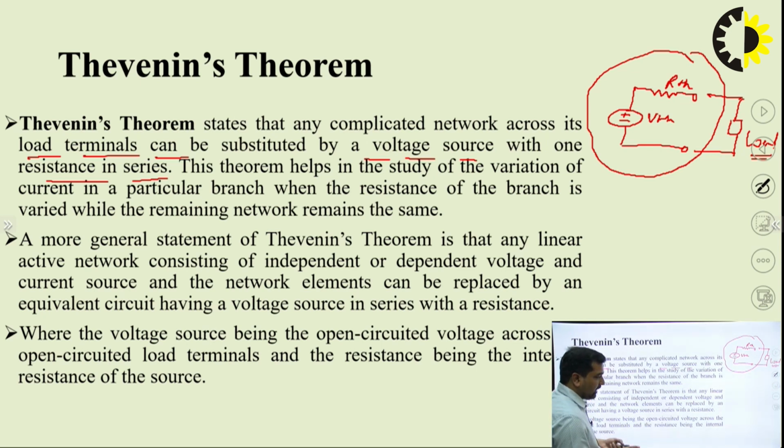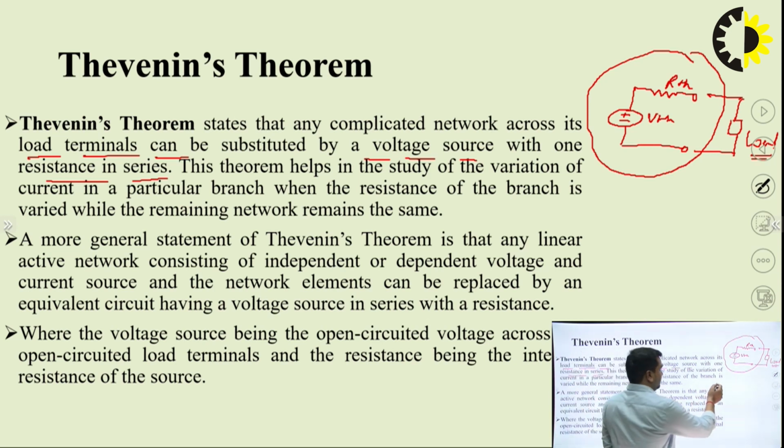Means if we have a complicated, complex network that has a voltage source and some resistances and other elements, then generally we consider that a load is there, a load resistance. Then we convert this complex network into a simple two-terminal network that consists of a voltage source and the equivalent resistance of that particular network.